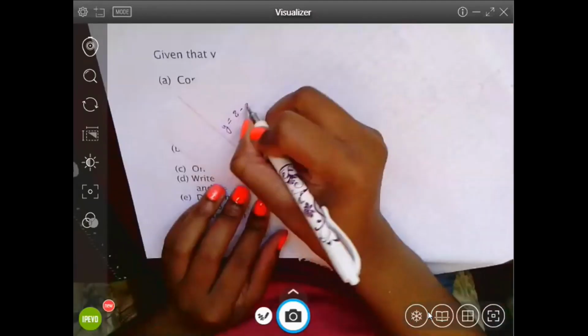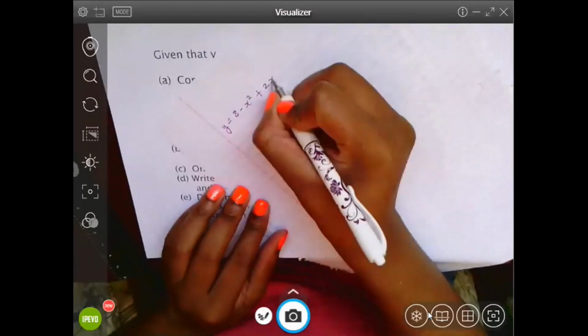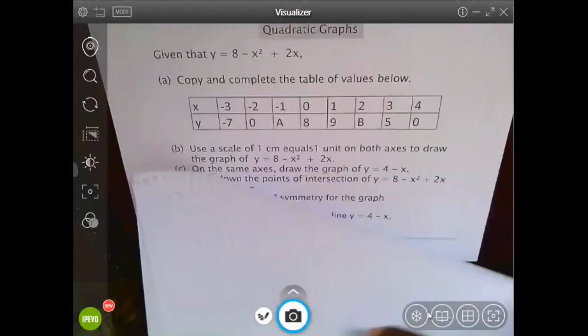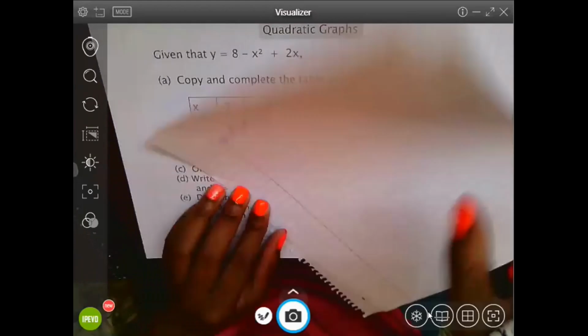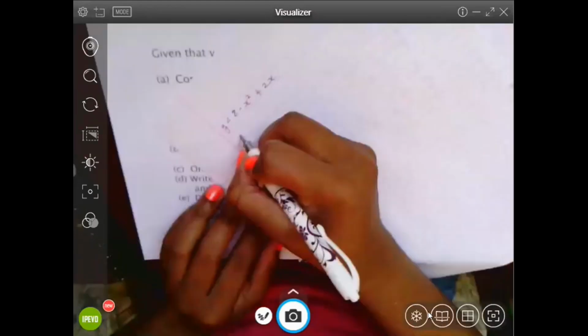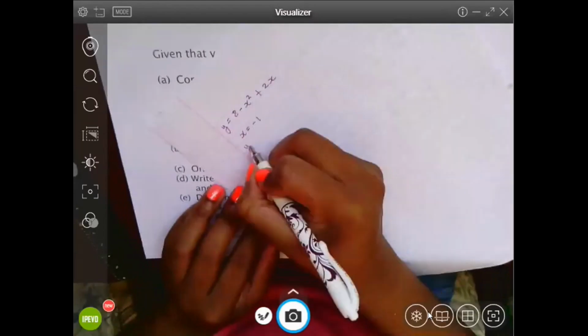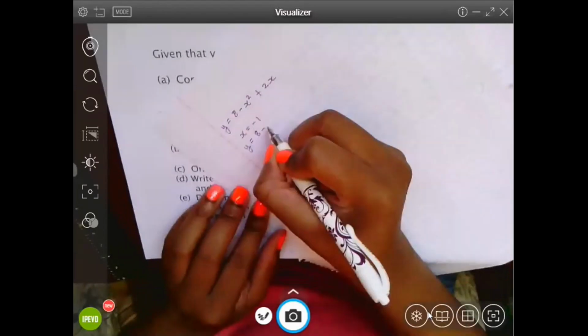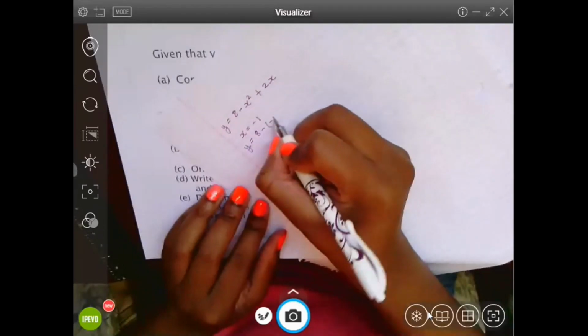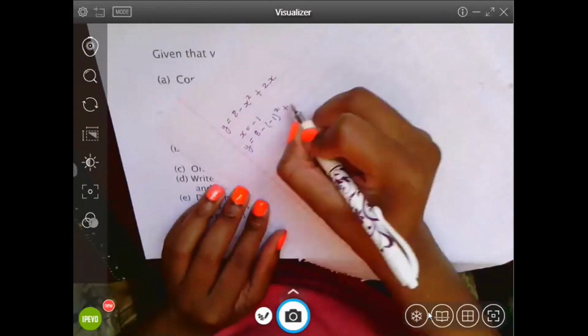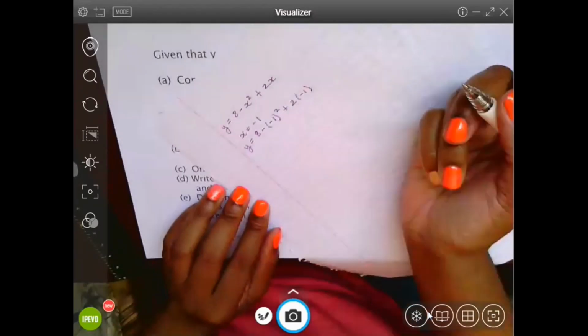The first value for x that I'm using, x equals -1. So y equals 8 minus -1 squared plus 2 times -1. So all I've done so far is just substituted in my x value. Now I'm going to start to simplify.